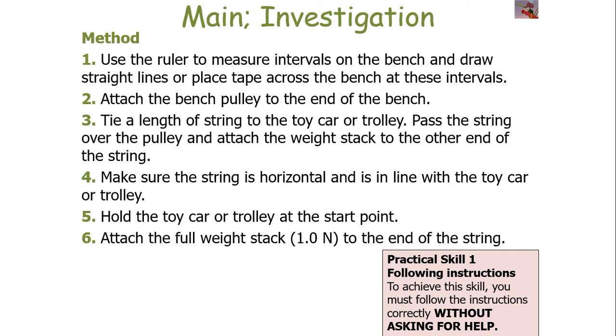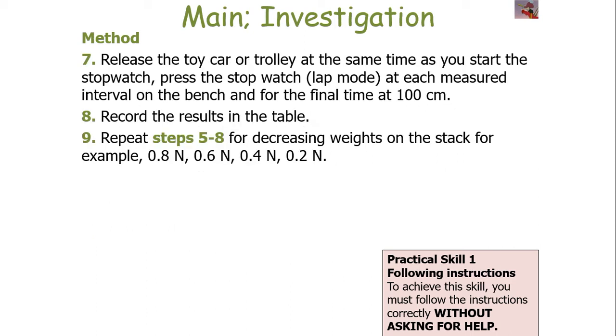So what will you do? You'll use the ruler to measure intervals on the bench and draw straight lines or place tape across the bench at these intervals. Attach the bench pulley to the end of the bench. Tie a length of string to the trolley. Pass the string over the pulley and attach the weight stack to the other end of the string. Make sure the string is horizontal and is in line with the trolley. Hold the trolley at the start point, attach the full weight stack, 1 Newton, to the end of the string.